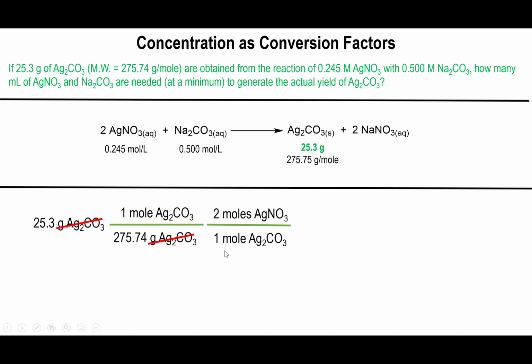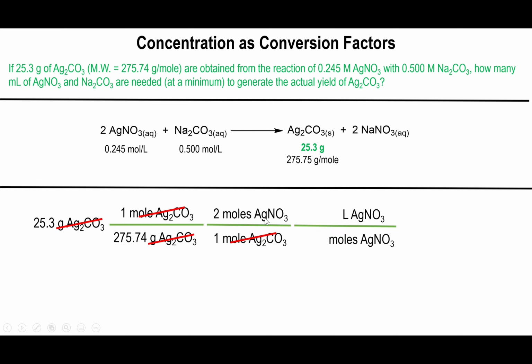Now this is something that really you can only do once you are in units of moles. You do not want to do this when you're still dealing with grams or volume. You need to be in moles to basically be able to switch from one substance to another. So this will cancel out the moles of silver carbonate, and now we're dealing with moles of silver nitrate. So now we made a switch.